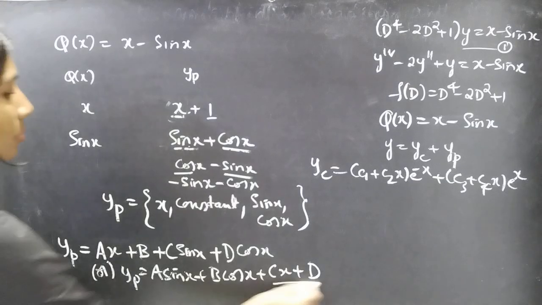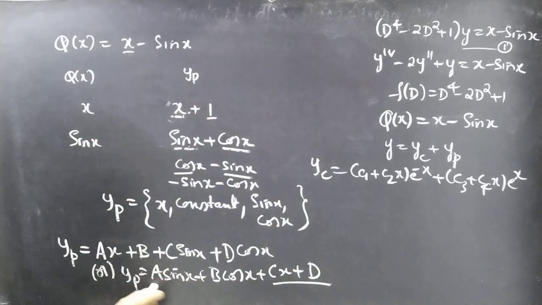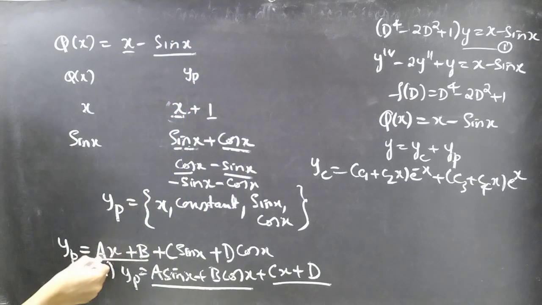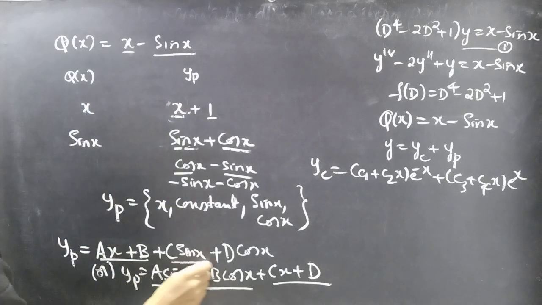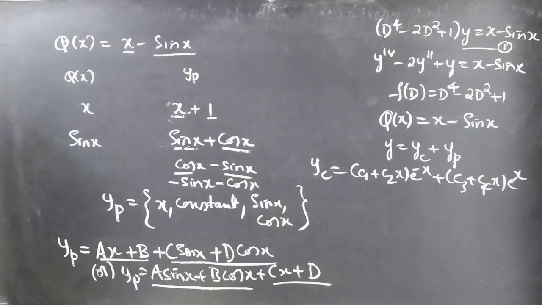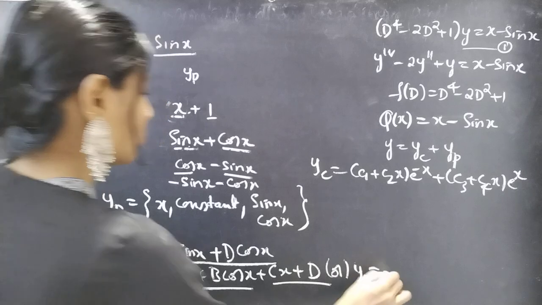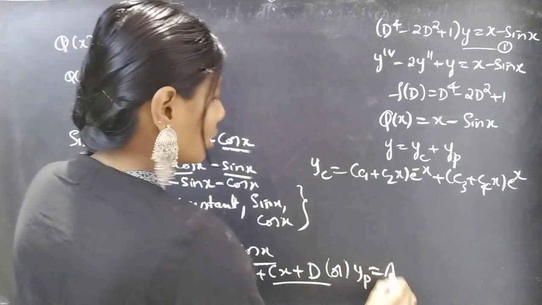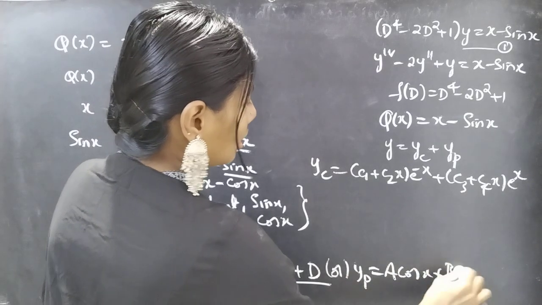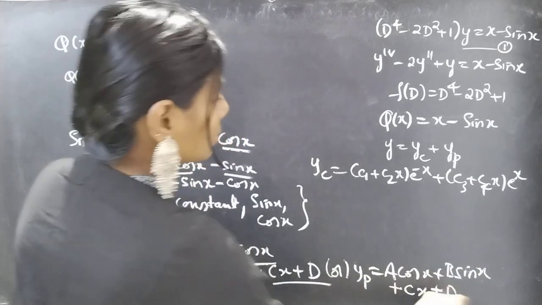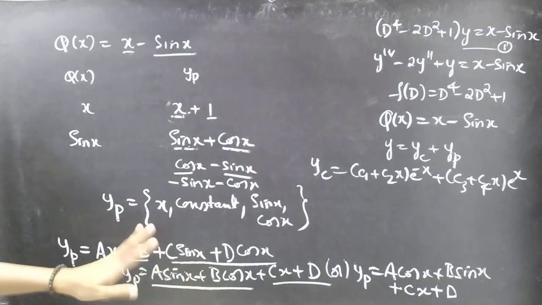Here cx plus d is for x, and a sin x plus b cos x is for sin x. Or ax plus b for x, and c sin x plus d cos x for sin x. So this is how we find yp using the trial method. Or you can write yp equal to, instead of taking sin x, we can take cos x also: a cos x plus b sin x, and for x, cx plus d. It can be any of these three.